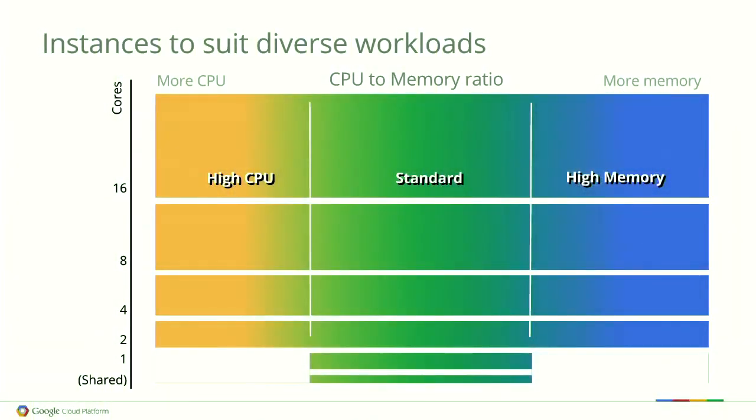And this is what we offer. We have 3 memory configurations: high CPU, standard, and high memory. Standard has a certain amount of memory per CPU. High memory has more. I can't remember what the exact numbers are currently. And high CPU has less. So high CPU is perfectly suited for compute-intensive workloads, and high memory is perfectly suited for memory-hungry workloads.